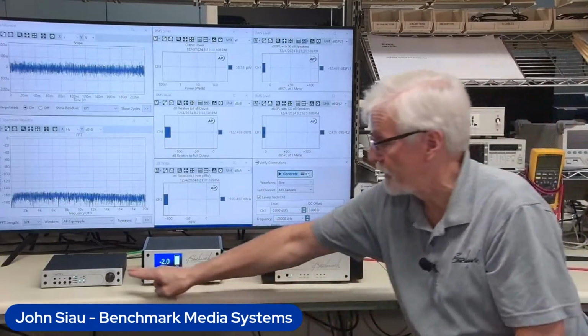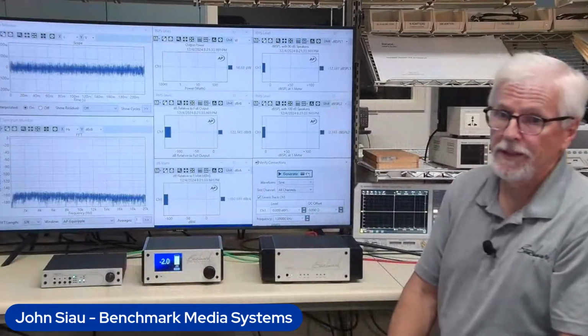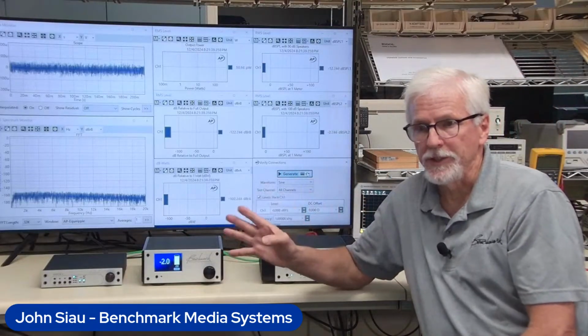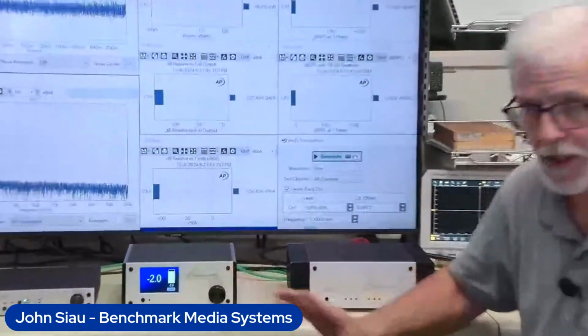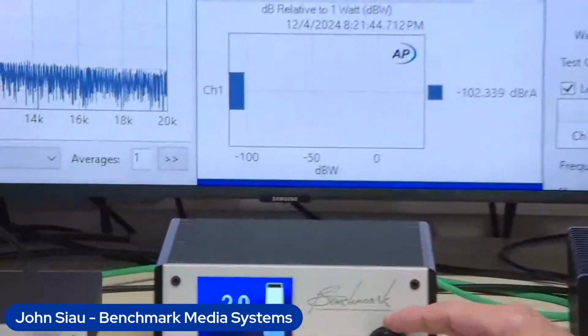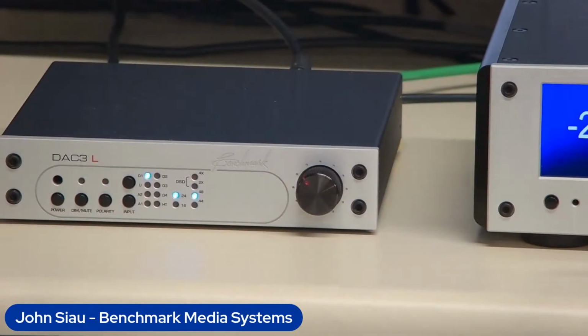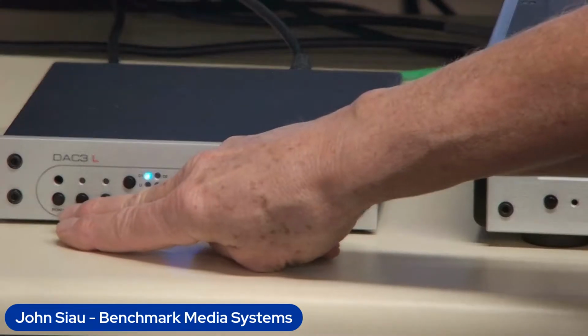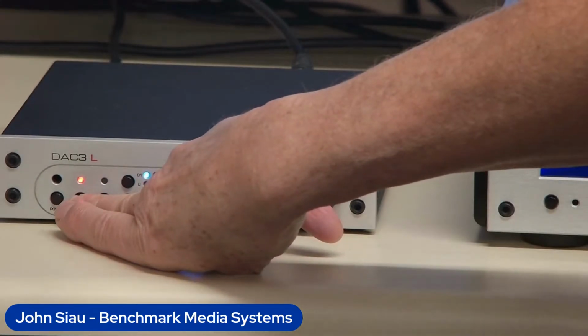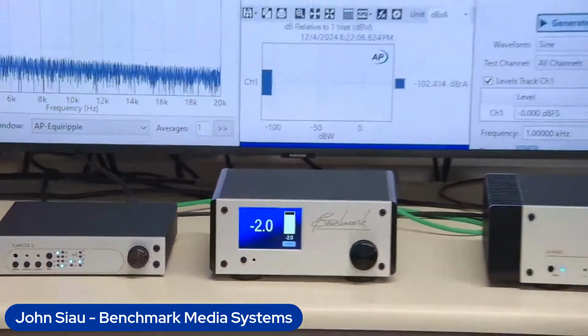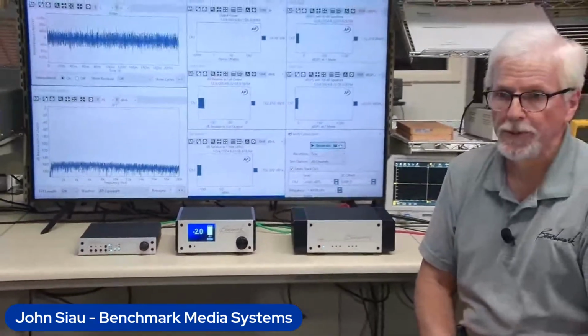What I'm going to do is disable the volume control in the DAC3. And that's going to increase the level by 2 dB. So it's going to allow me to operate closer to the optimum operating point on the DAC3. So I'm going to press and hold the mute button. So now it's not a variable output anymore. It's a fixed output. What's the fixed output on it? Is it 4 volts or is it 12? It's 12.28 volts RMS. So it's 24 dBu.